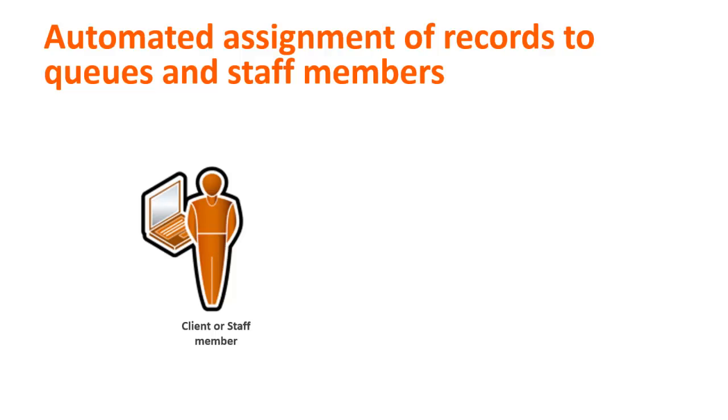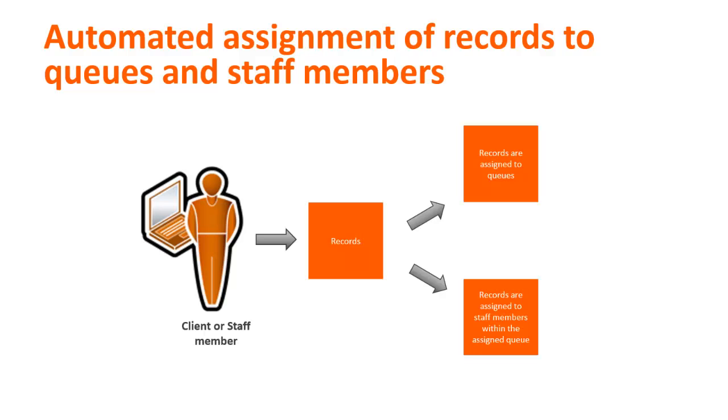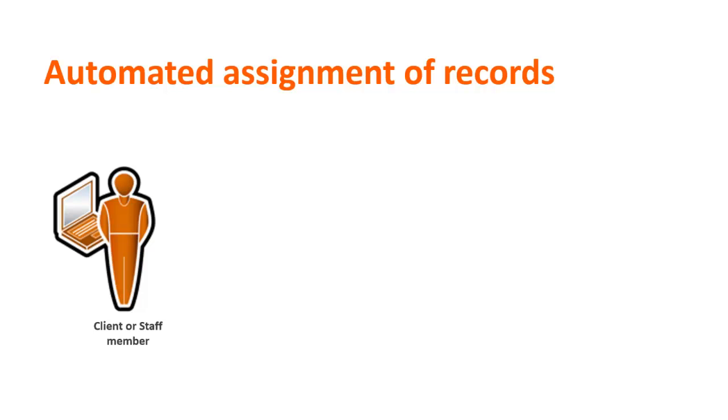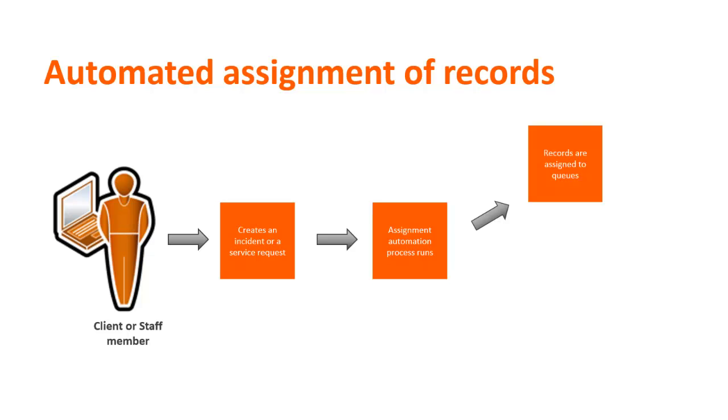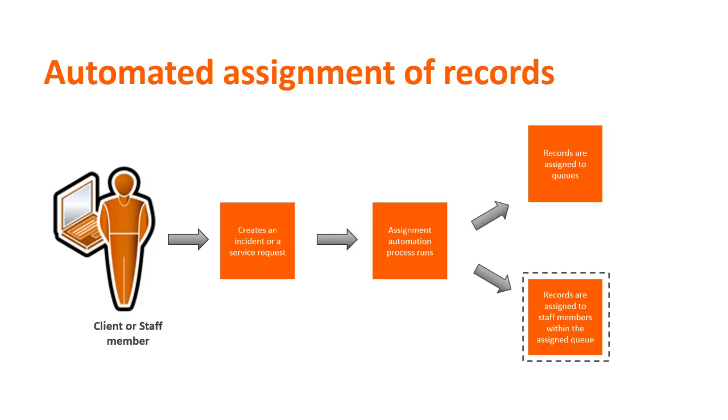Before this release, you could manually assign records to queues and staff members. With the enhancements made to the record assignment feature, you can now automate the process of assigning records to staff members. Automated assignment feature ensures immediate routing of records to the appropriate queue or staff member, which in turn ensures quick resolution of incidents and service requests with no human intervention.